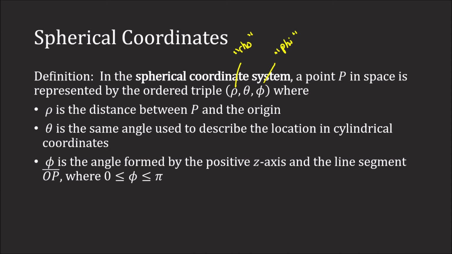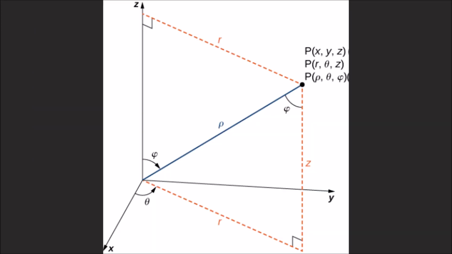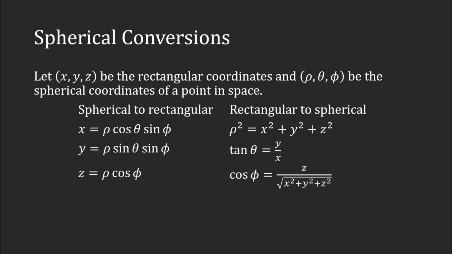We can develop conversions for spherical in much the same way as we did for cylindrical. So we can look at this figure, and from this we can easily derive these conversions. The actual derivations themselves will be left to the viewer. So here are our conversions. x, y, z are the rectangular coordinates. Rho, theta, phi are the spherical coordinates. So to go from spherical to rectangular, we have three conversion formulas.